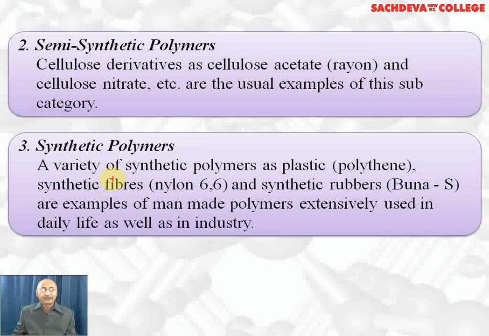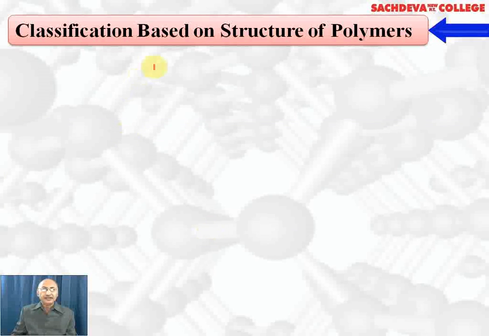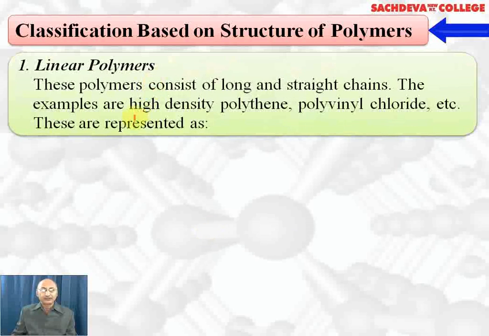Synthetic polymers. A variety of synthetic polymers such as plastic, that is polythene, synthetic fibers, nylon 6,6 or polyester, and synthetic rubbers like Buna S, Buna N, neoprene. These are examples of man-made or synthetic polymers which are extensively used in our daily life as well as in the industry.